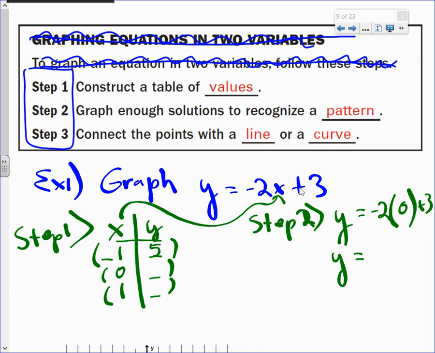Okay. Aunt Sally says to multiply before you add. So -2 times 0 is 0. 0 plus 3. So y is 3. Wow, this is easy. 0, 3.